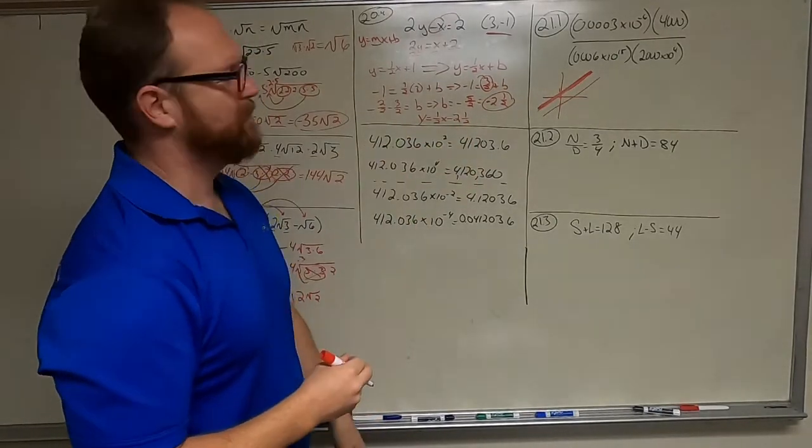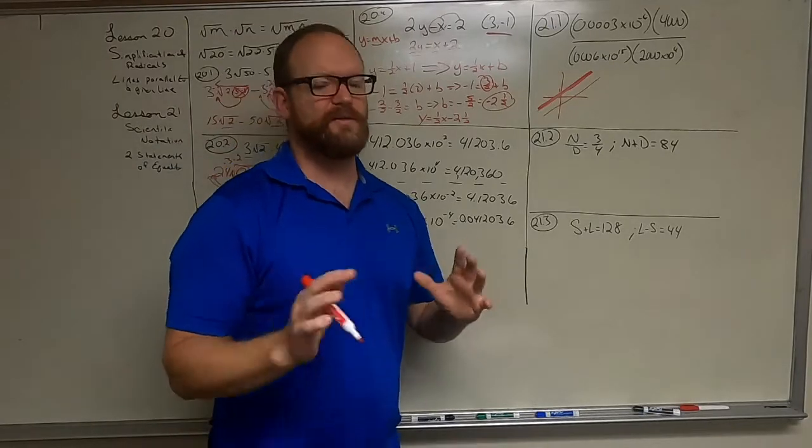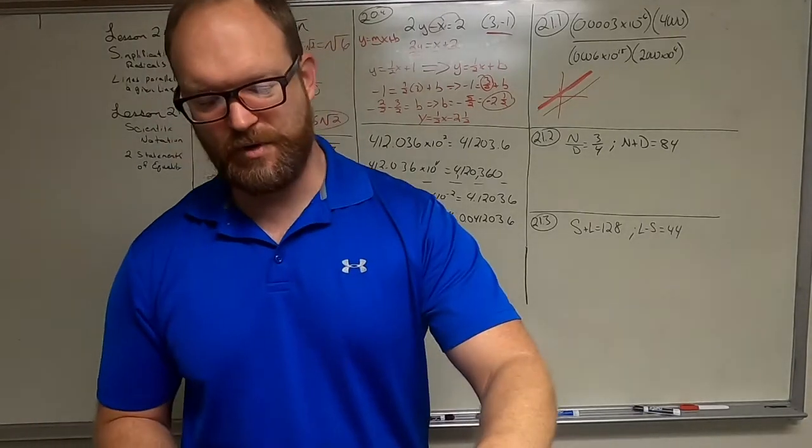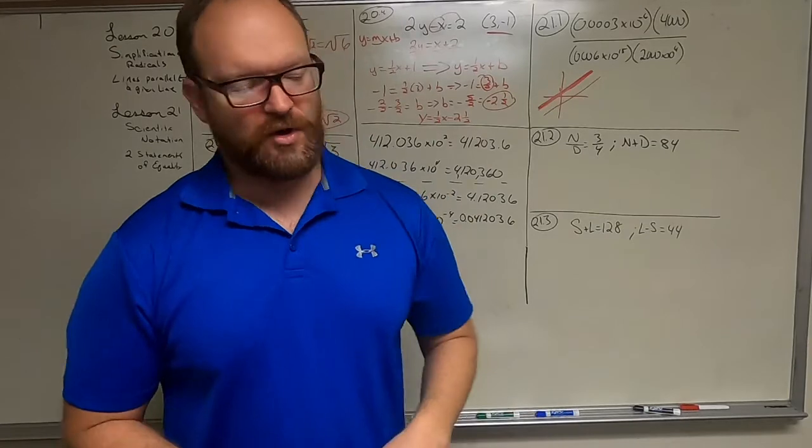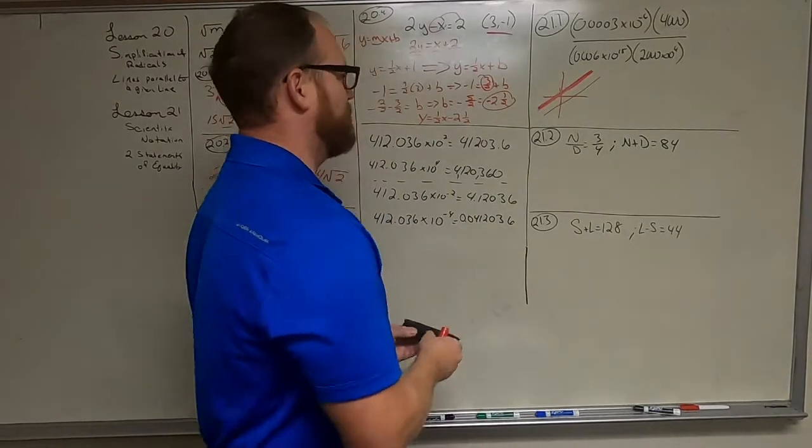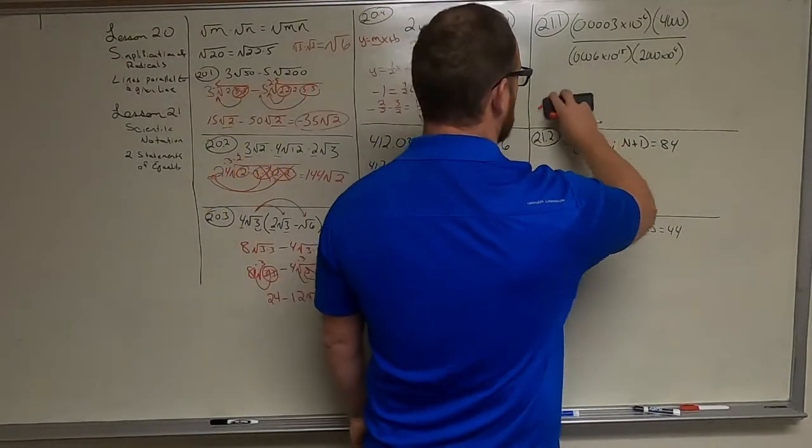And that's the thing with parallel lines. Same slope, they just cross the axis at a different point. All right, so that's a pretty simple concept. We're going to jump over to lesson 21. 21 deals with scientific notation.